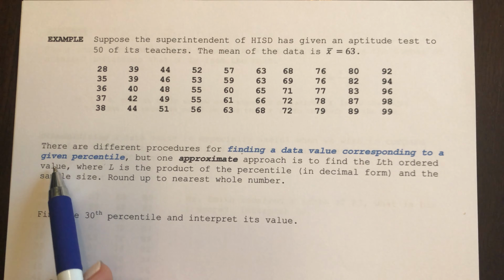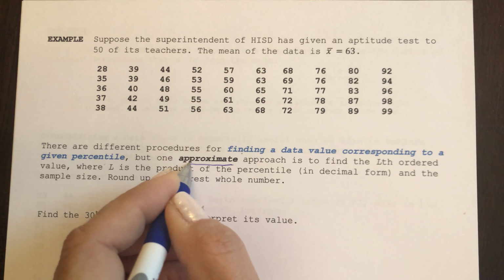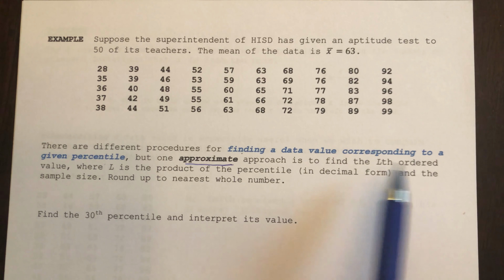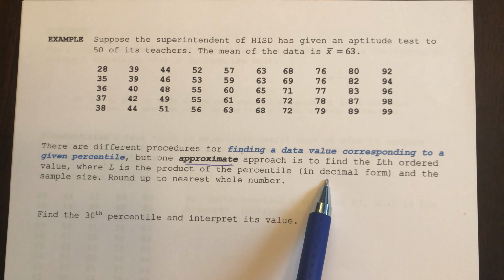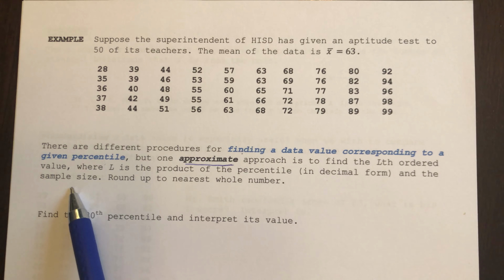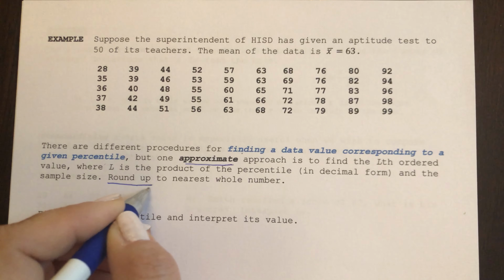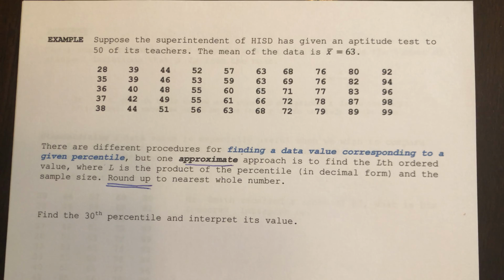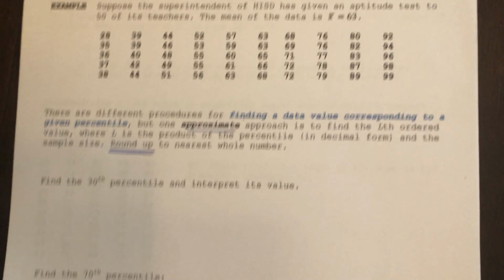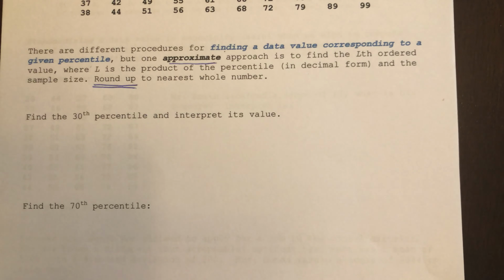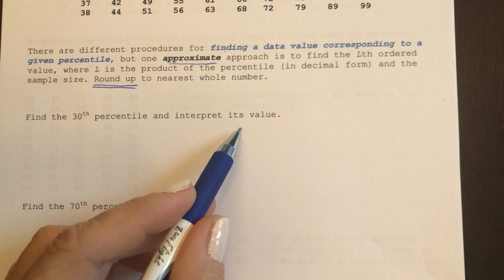So there are various ways of doing this, and we are going to have an approximate approach, which is to find the Lth value, where L is the product of the percentile in decimal form and the sample size. And then you're going to round up to the nearest whole number, always up, okay? So you ready? Let's try it, okay? This time it says, let's find the 30th percentile and let's interpret its value.